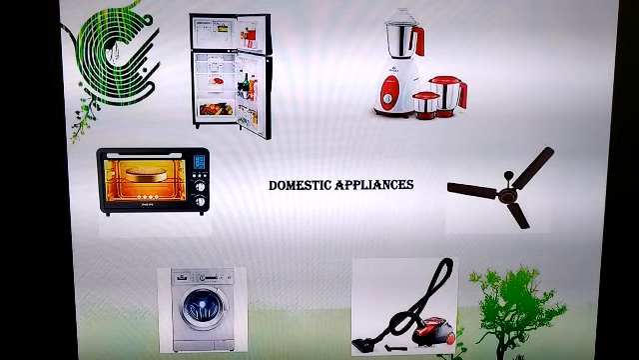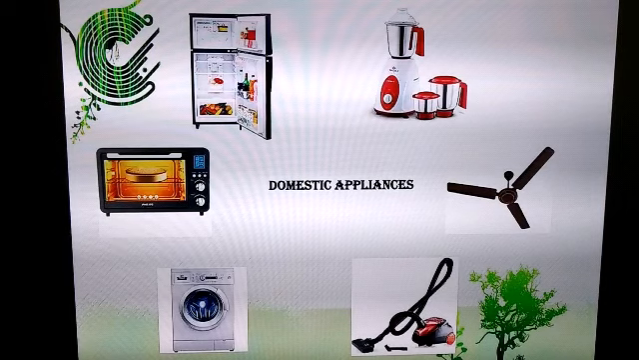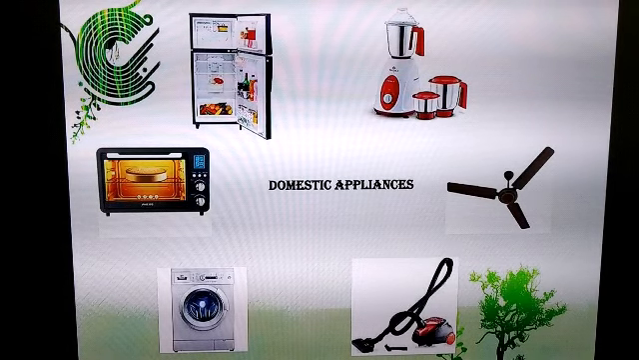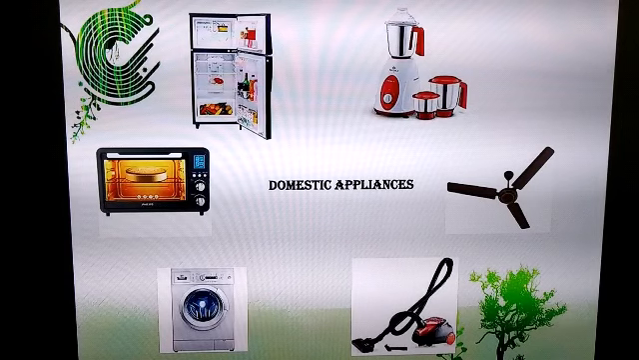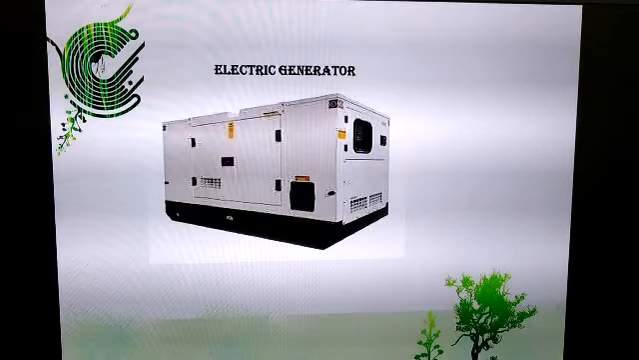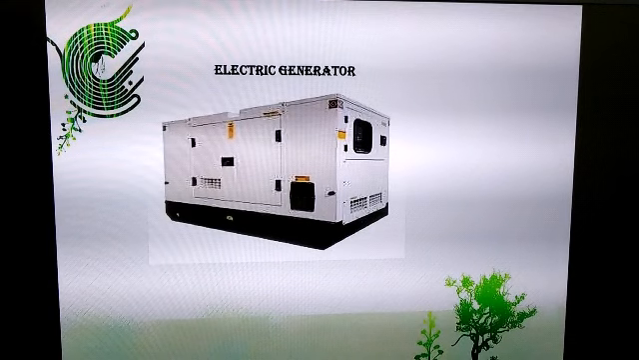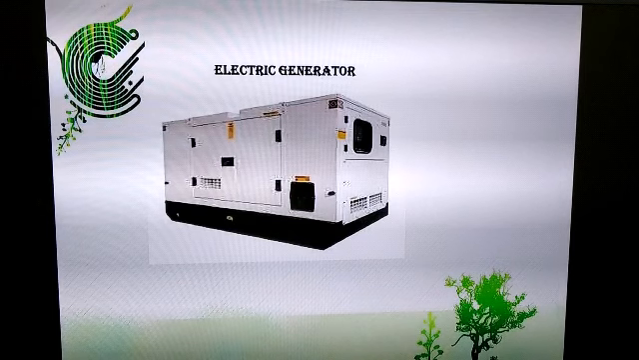We use many time-saving and labor-saving devices at home, like you can see the mixer, the refrigerator, the oven, the washing machine, vacuum cleaner, fan, and so on. And you know that all these devices cannot be run without electricity. Whenever we experience load shedding at home, do we have any alternative arrangement? Yes, we have the inverters.